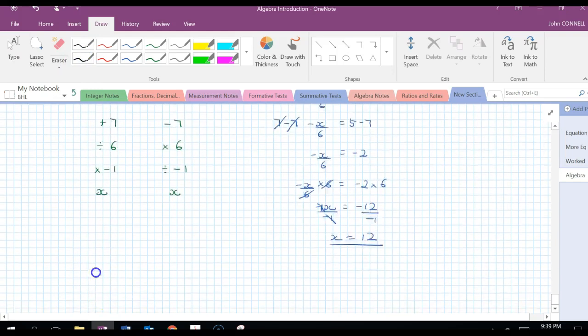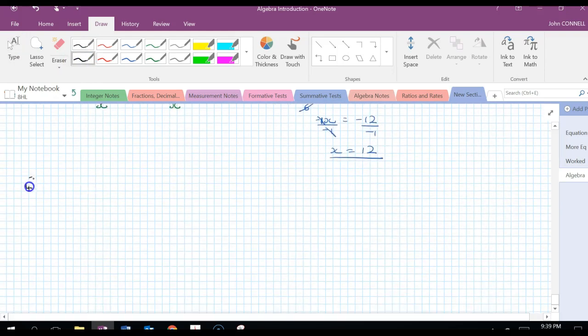In our last example, we have minus 2 plus x on 3 equals 1. So in this case, x is being divided by 3, and then 2 is being subtracted, so we're going to have to add 2 multiplied by 3, and that's going to give us x.